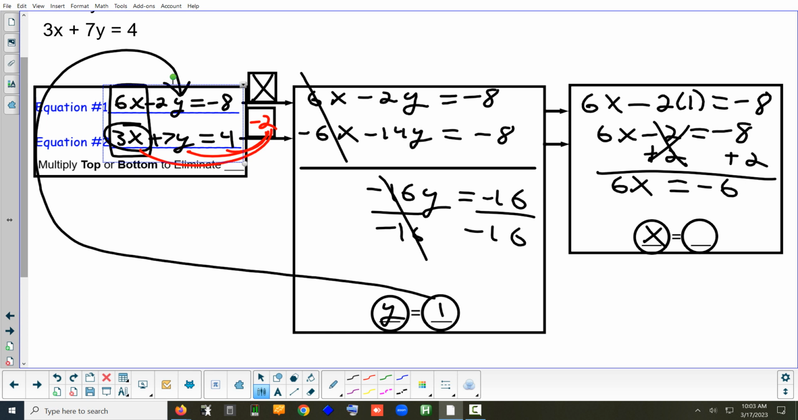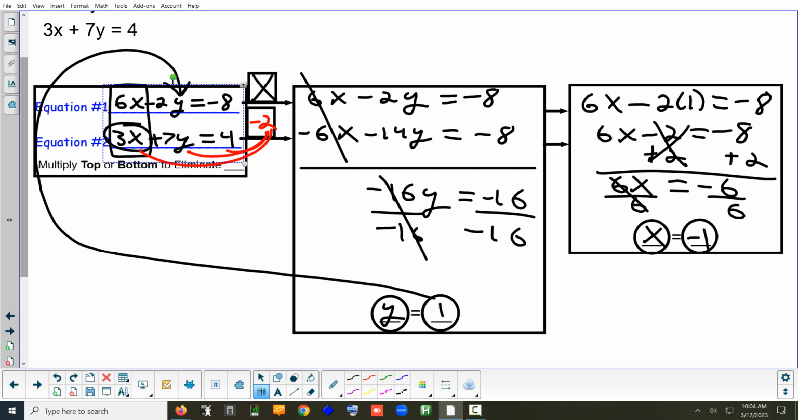And Emily, to finish that up and get x by itself, what do we have to do on both sides? Yep, divide by 6. And Joe, if I divide both sides by 6, what does that give me for x? 1. Careful, it's a negative divided by a positive. -1. That's good. Any question on that one?